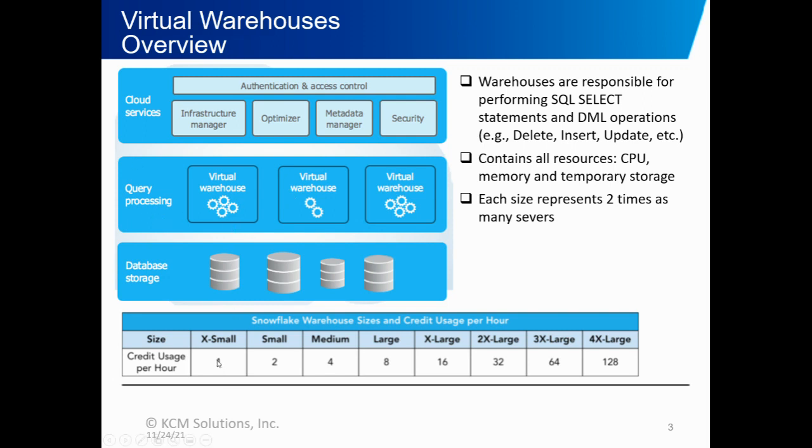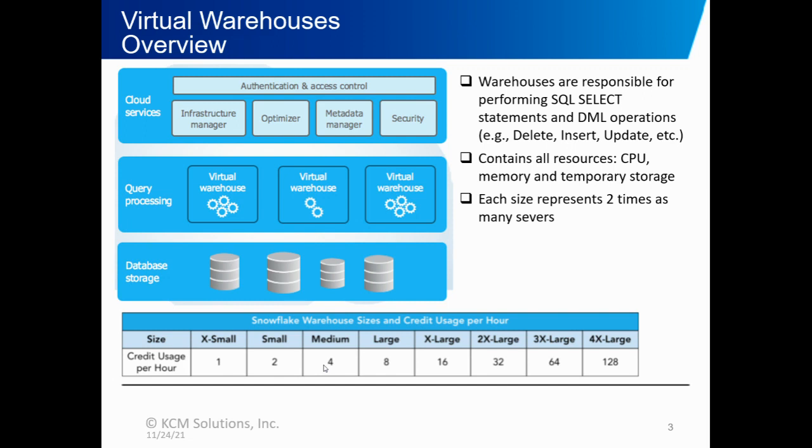And as you can see down here, sizes are done based on t-shirt sizes, with extra small being the smallest and 4X large the largest. As you go up a t-shirt size, you get double the amount of servers as the previous. So for extra small, we get 1. If we go to small, we get 2 servers. We size up again, we get 4 servers. And this is called scaling up, which is where we get greater compute resources for more complex queries.